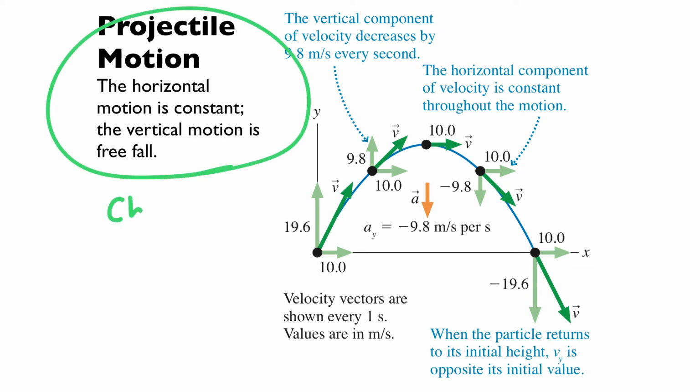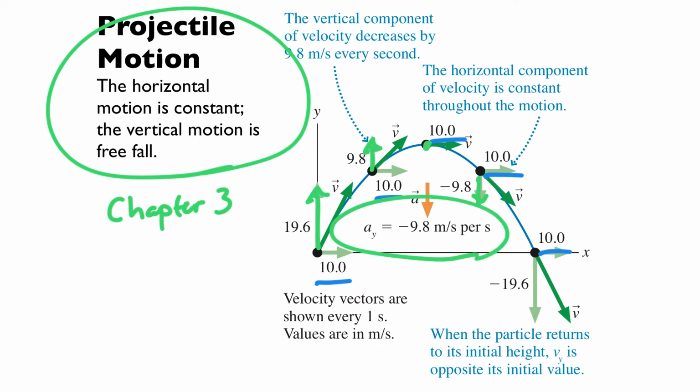So I want you to read chapter 3 and read all about projectile motion. And the key thing is this. The horizontal motion and the vertical motion are independent, as we saw in class. So the horizontal motion continues at the exact same speed. The vertical motion is free fall. So the vertical velocity starts out with a certain value and it changes, and the change is just the free fall acceleration of 9.8 meters per second squared directed downward.